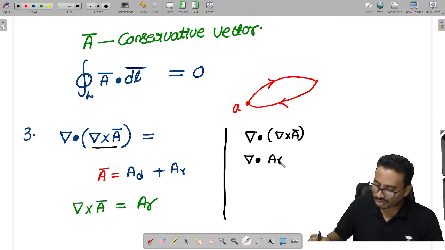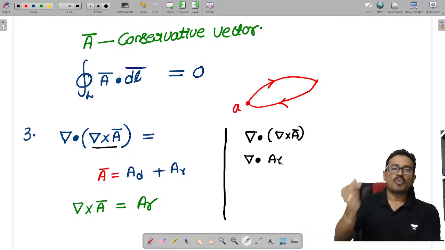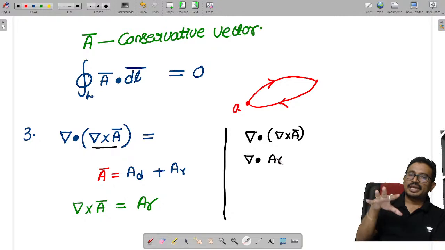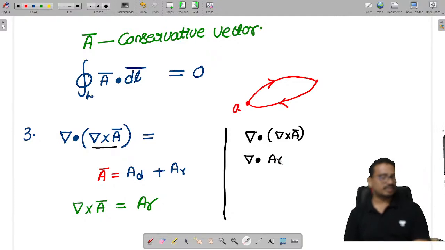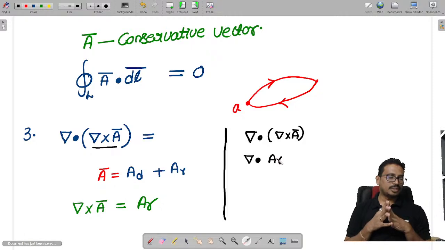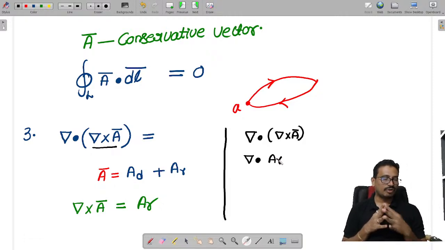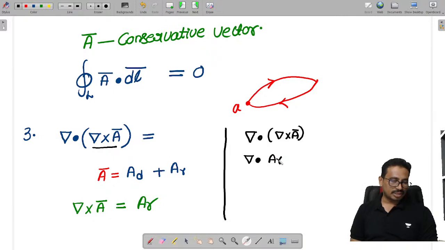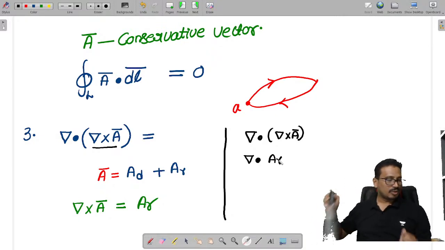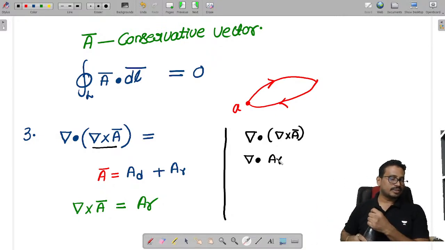Now you tell me, what is this AR? It is the amount of vector A having what nature? What nature will it contain? That is only rotational nature. I am finding the divergence. That means what nature is required, you tell me?